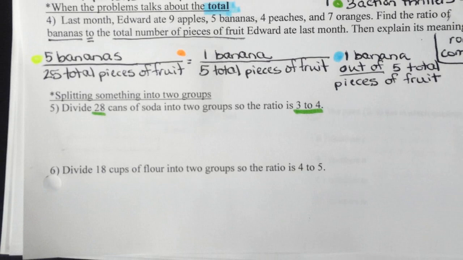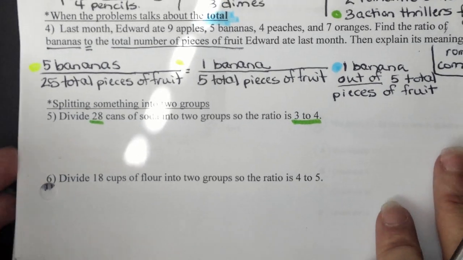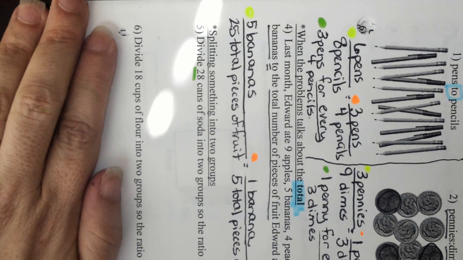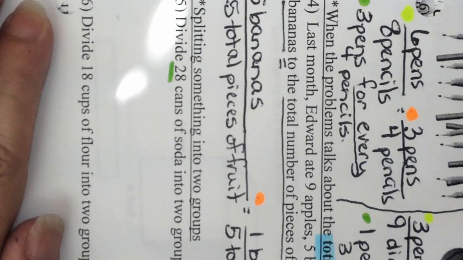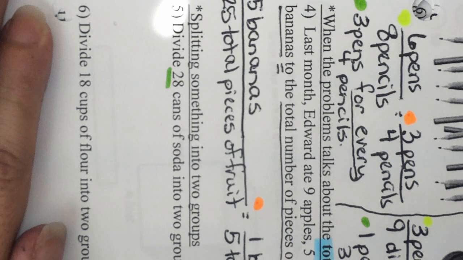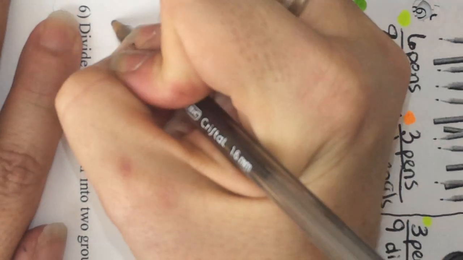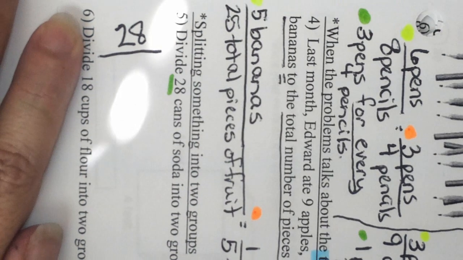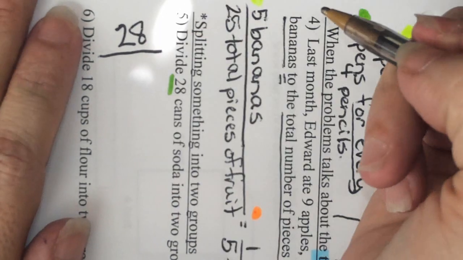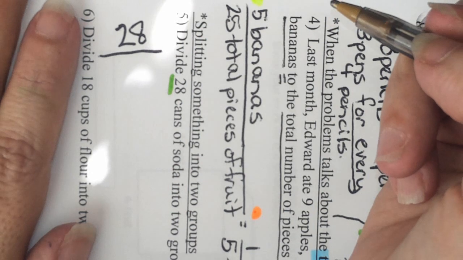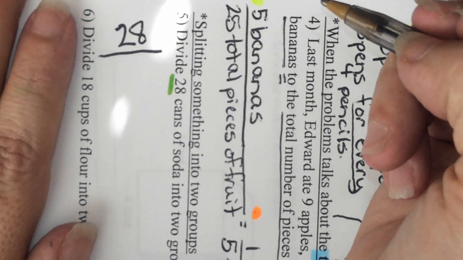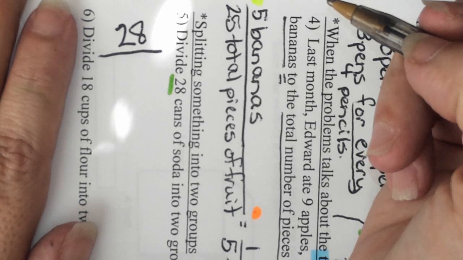Okay, step 2 is, I'm going to turn my paper sideways because I'm going to need to draw some stuff. Okay, they want me to divide up 28 cans, so I put 28, whatever that total is, on top. Guys, I would write down everything I'm doing because this is the weirdest part of the day. Probably the weirdest part of the week, if you want to know the truth.